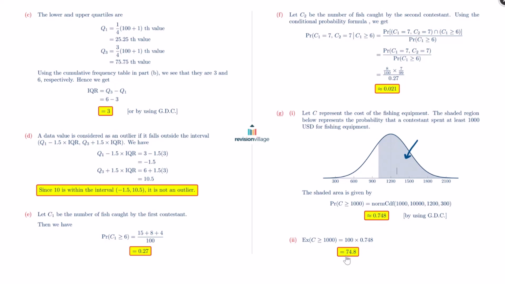So what does this number mean? It means that of the 100 contestants that we have in front of us here, the expected number of that 100 who spent more than 1,000 on their fishing equipment would be 74.8 contestants.